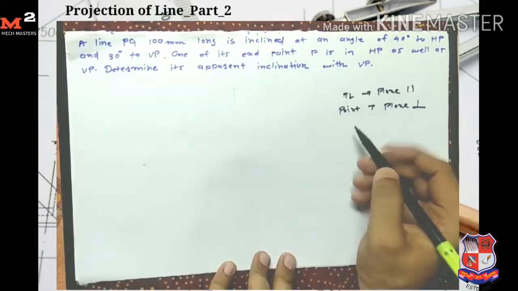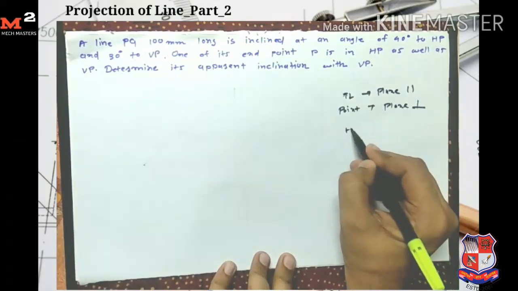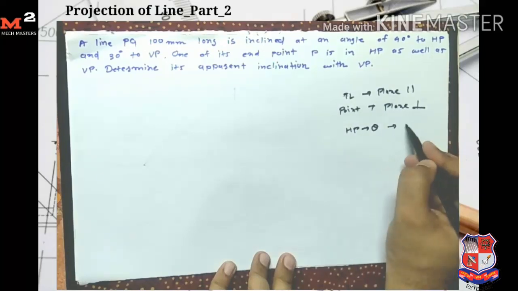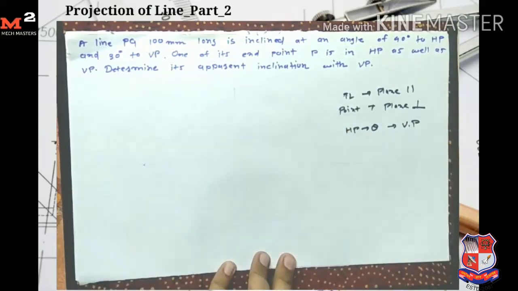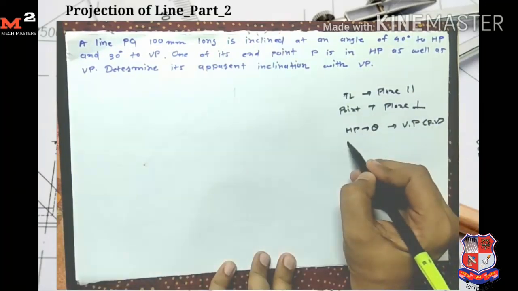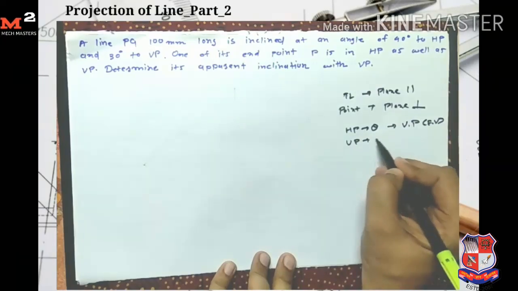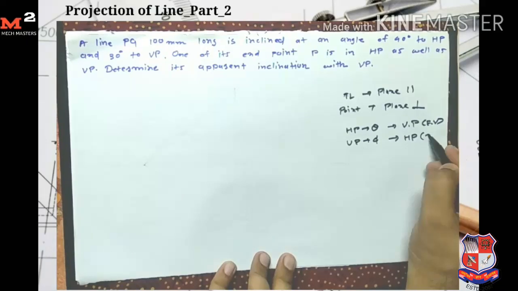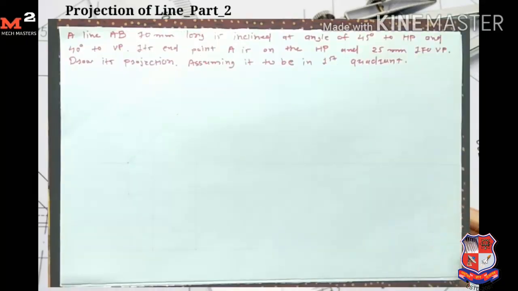Second thing, if the line makes an angle theta with HP, then we represent it on the vertical plane, because we see the angle from the front, and we represent the front view on the vertical plane. Similarly, if the line makes an angle with the vertical plane, then we represent this angle on the horizontal plane, because we see this angle from the top view. Let's start with this problem.